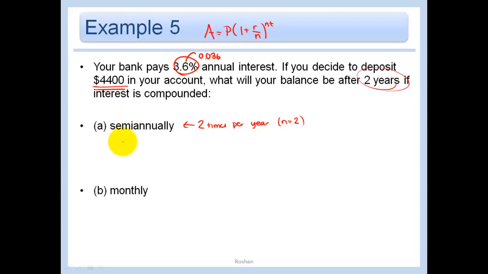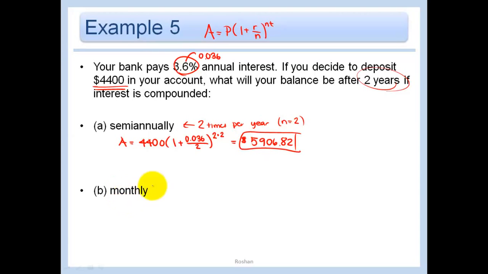So let's just do it. A is what we want to find. P was 4,400. 1 plus R, 0.036 over N, which is 2. Our N is 2. Our T is also 2 in this case. And so if you put that in your calculator, you should get $5,906.82.